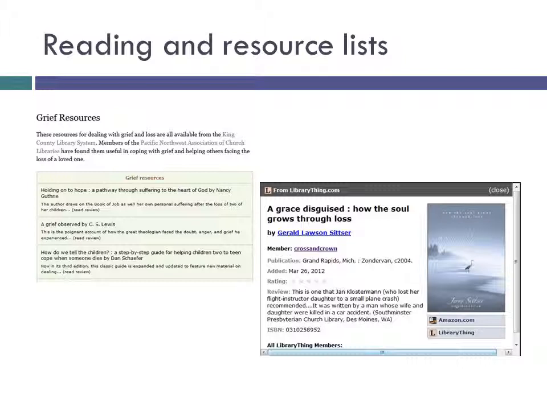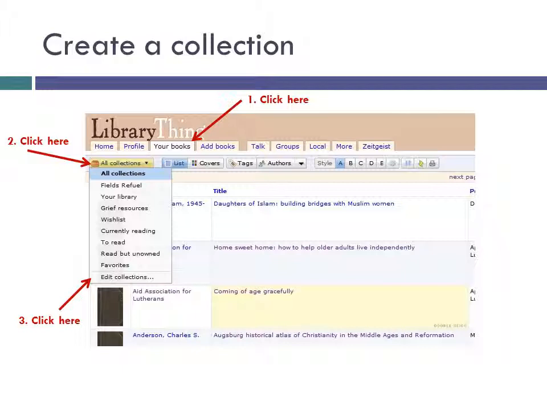You can use these as reading or resource lists, as I've done here, or make a wish list for your library. I'm sure you can think of other uses for book lists as well. In this example, I'm going to create a resource list with books that help people deal with grief and loss. The LibraryThing blog widget creates a list of books that you can display on your website. You can restrict the list to show books in only one of your collections. So the first step is to create a collection to hold the books in your list.